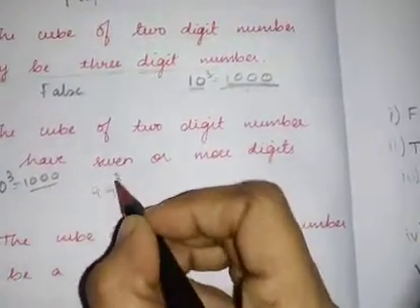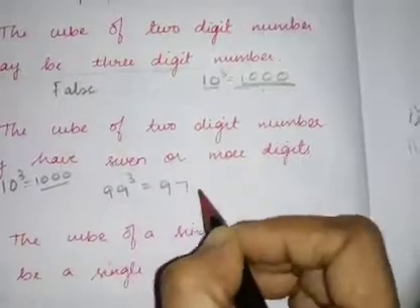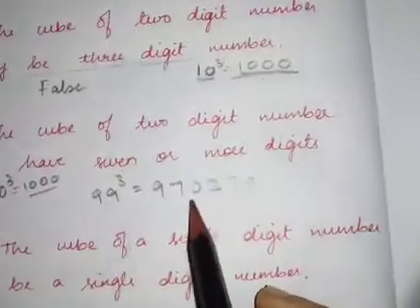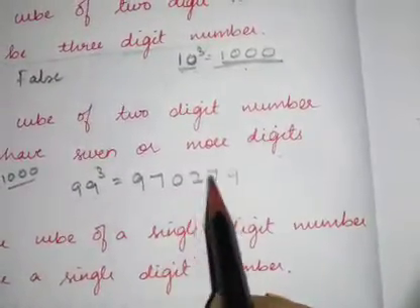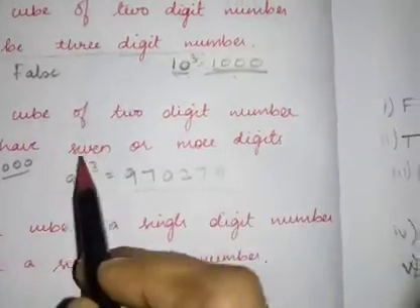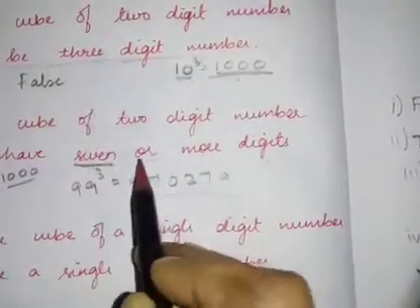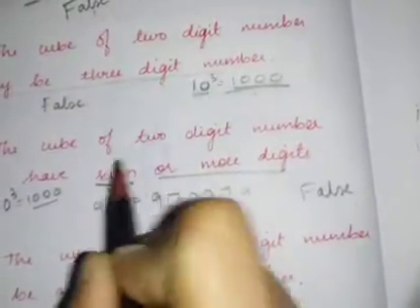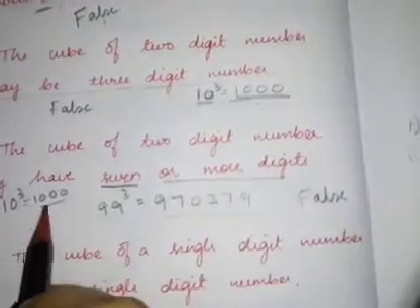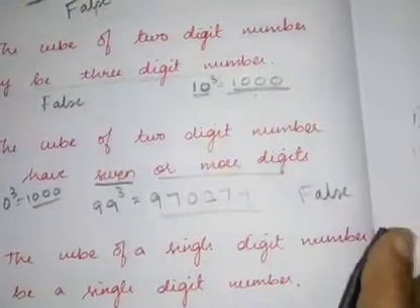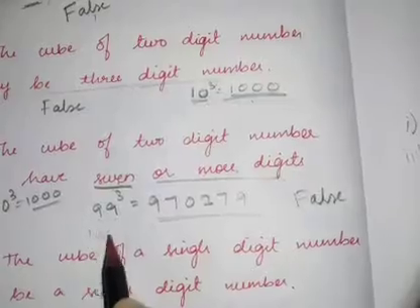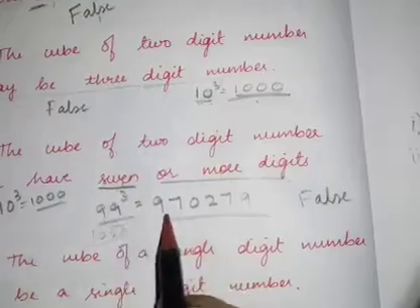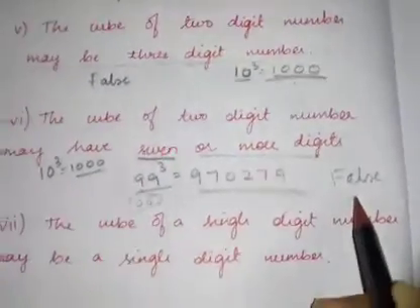Now 99 cube. What is the answer? 970299. How many digits do we have? 1, 2, 3, 4, 5, 6. 6 digits we have. But they are saying it will have 7 digits or more. So the statement is false. We are getting only 4 to 6 digits. After 99 comes 100, which is a 3-digit number. So the last 2-digit number is 99, and if you do its cube, I am getting only 6 digits. So the statement is false.